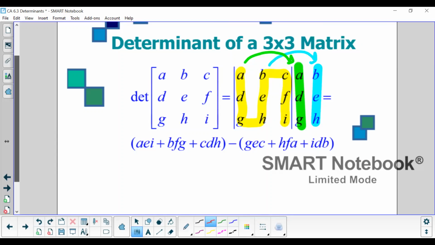All right, so remember that it's the down diagonals minus the up. So down going from the upper left to the bottom right. So here's one diagonal, A, E, I. You see that's right here. The next diagonal is B, F, G, which is right here. And the next diagonal is C, D, H, which is right here. And we're going to add all of those up. And that's going to give me one number. So that's the down. Let's add up the down products, the down diagonals.